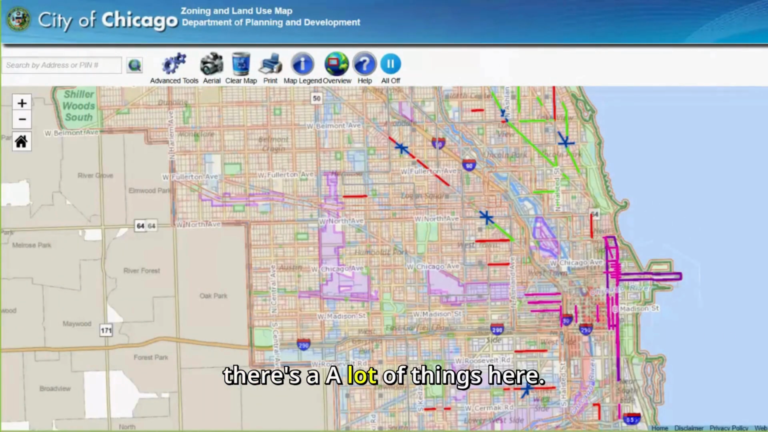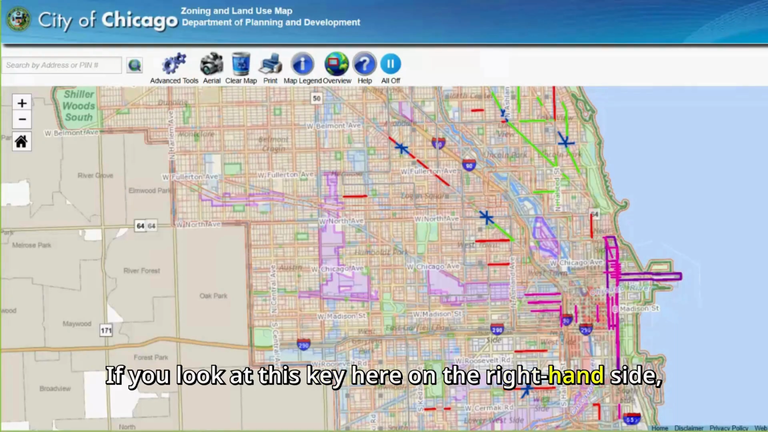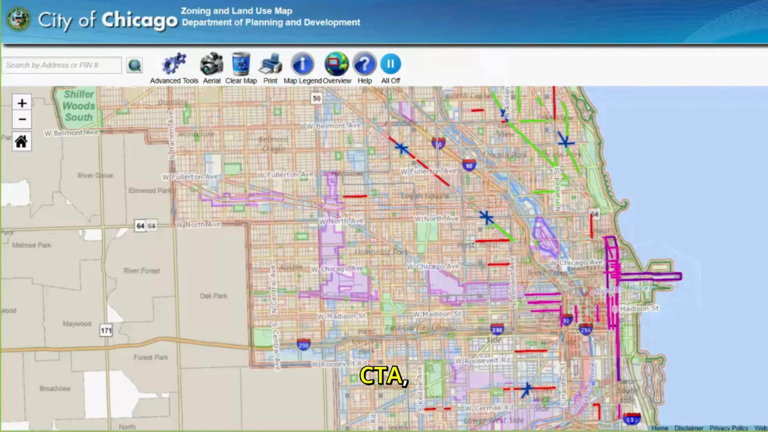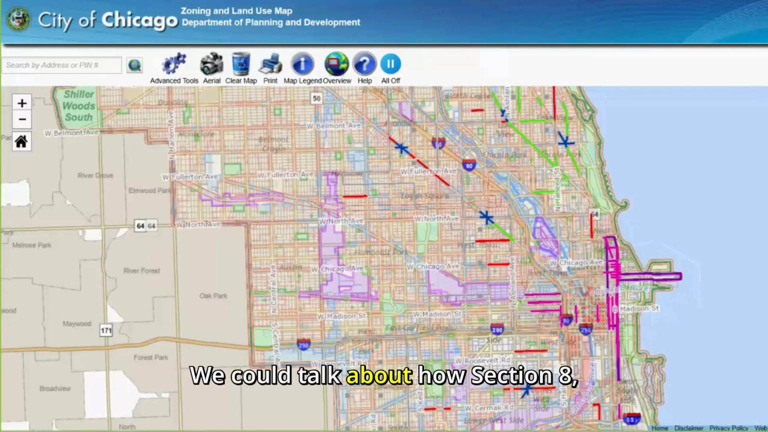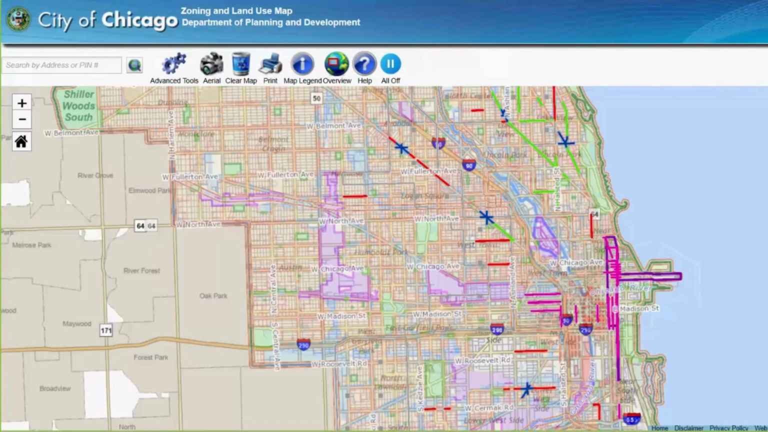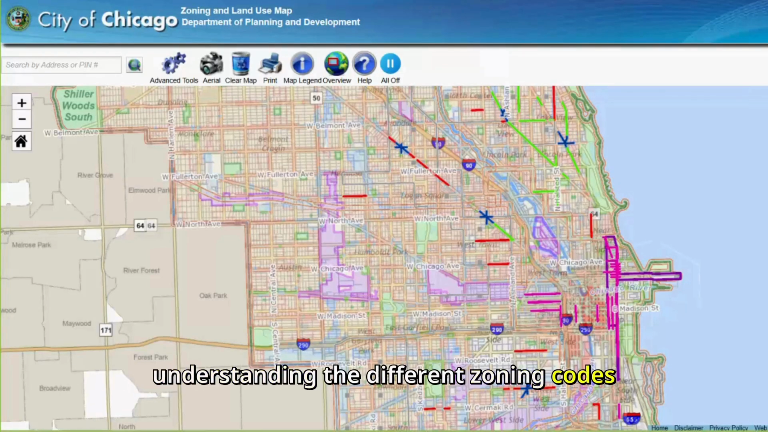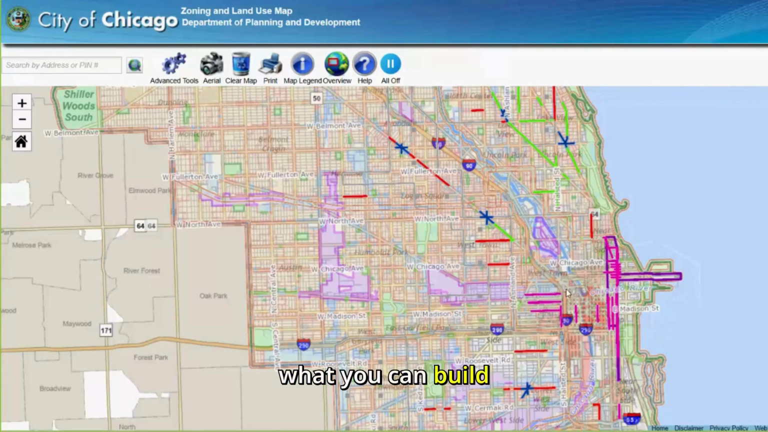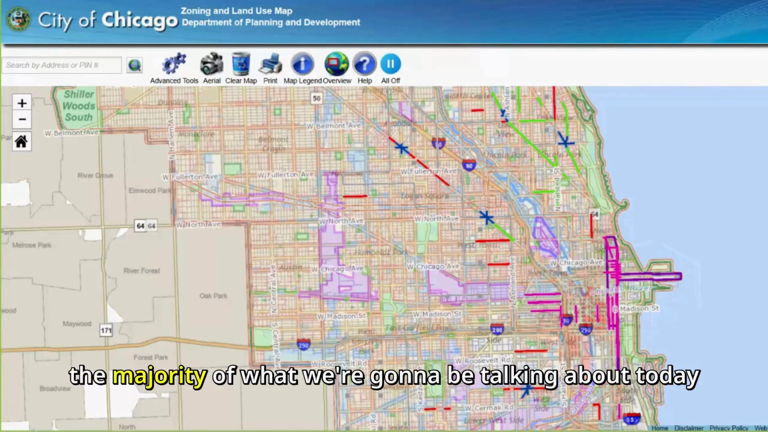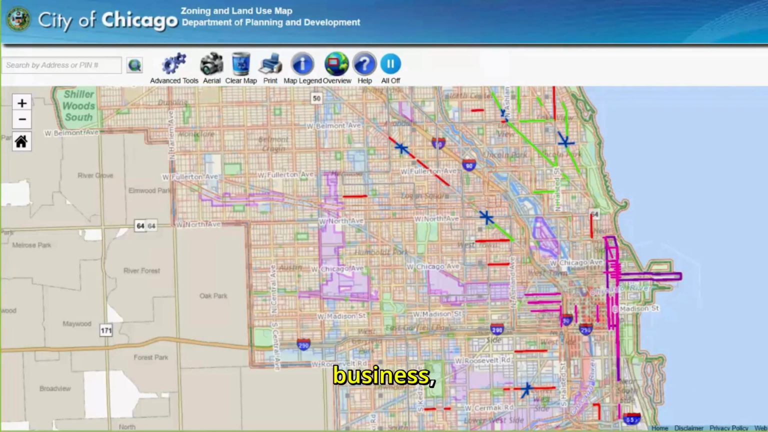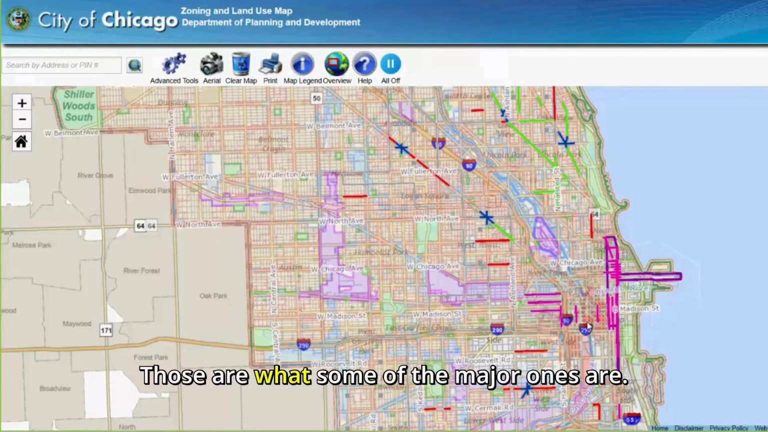Now, there's a lot of things here. If you look at this key here on the right-hand side, there's a lot of different uses for this. We could talk about transportation, CTA, public schools, TIF districts, aldermanic wards. We can talk about how for Section 8, they use zoning maps to understand how to determine rents. But one of the things I want to talk to you about today is understanding the different zoning codes so you know what you can build in specific areas. The majority of what we're going to be talking about today is related to what most people use. You can see here on the right, business, commercial, manufacturing, residential. Those are some of the major ones.